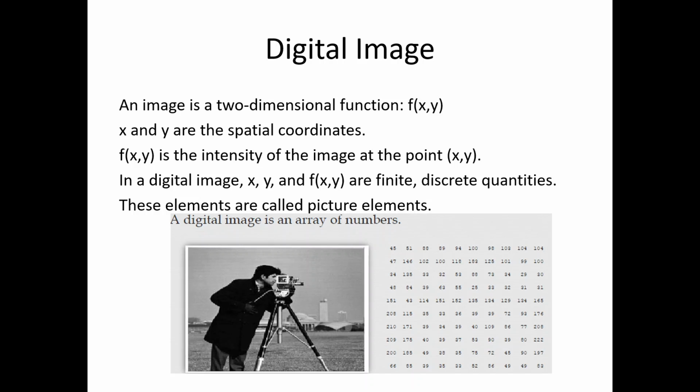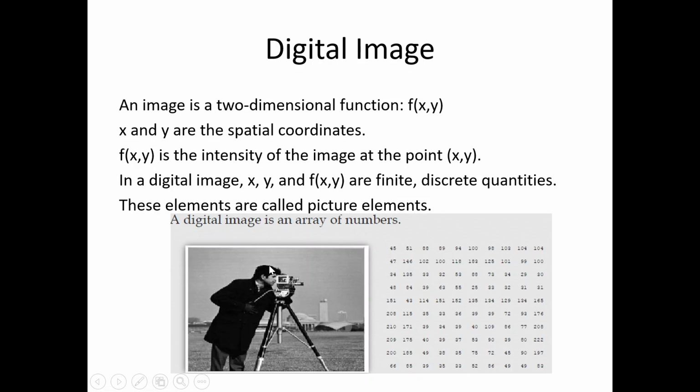So in f(x,y), x and y are the coordinate values. Over each and every coordinate value, that function generates a value, and that value is basically called a pixel value.